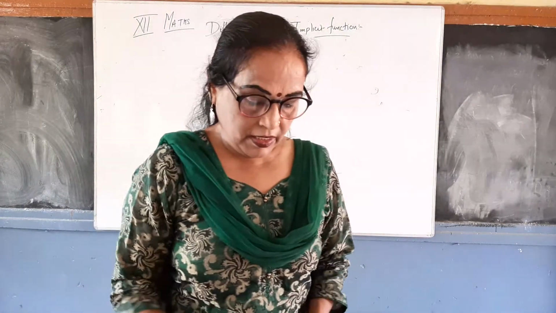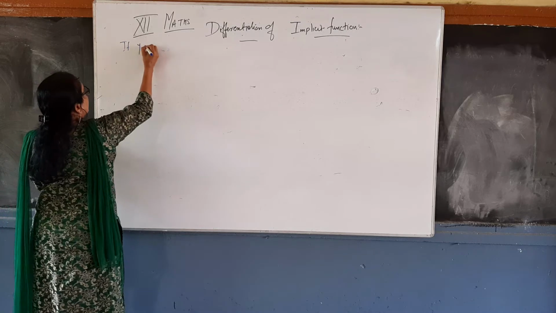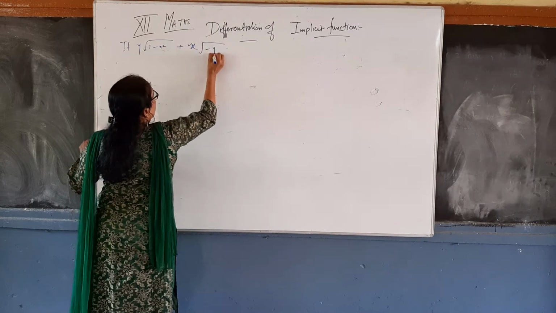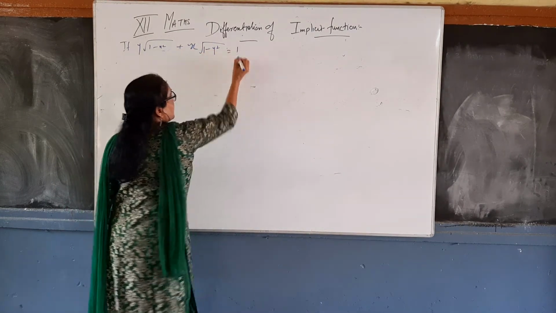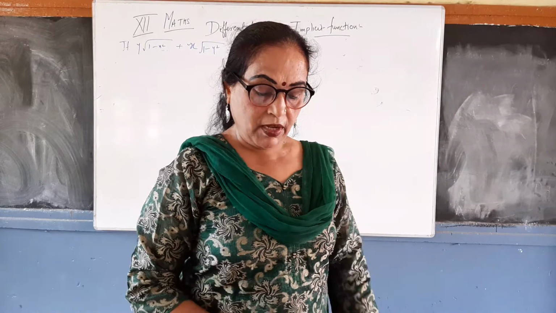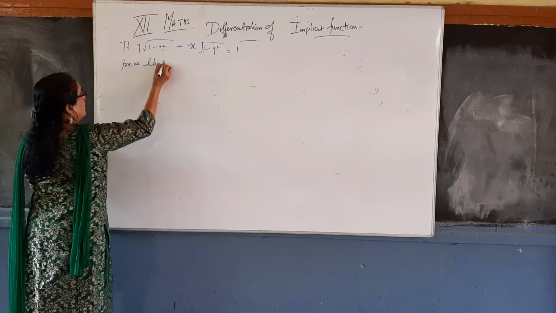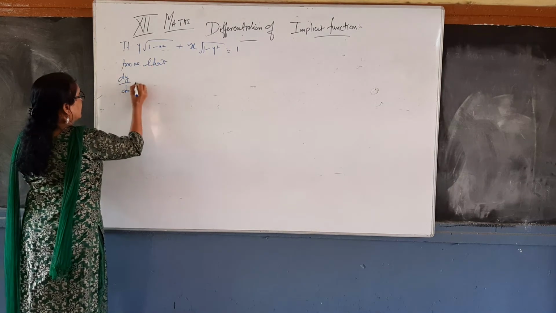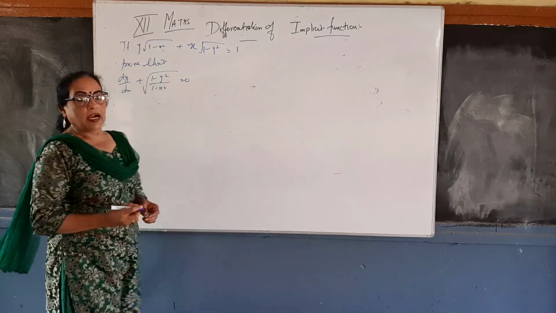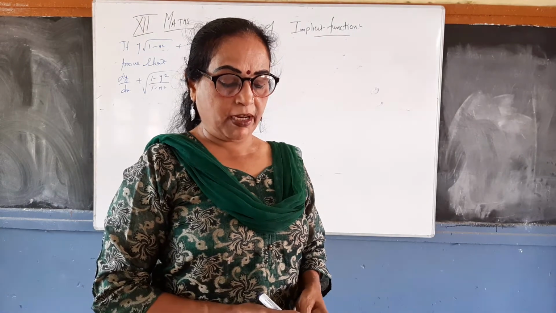Now the next one is given: if y under root 1 minus x square plus x under root 1 minus y square equal to 1, prove that dy by dx plus under root 1 minus y square upon 1 minus x square equal to 0.